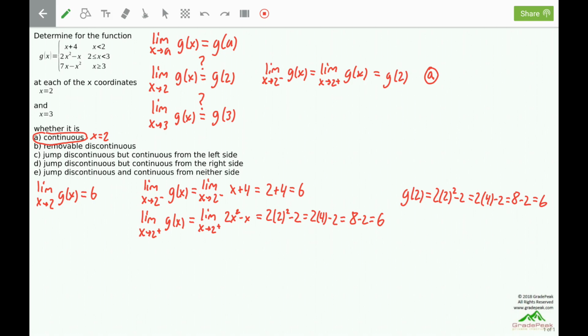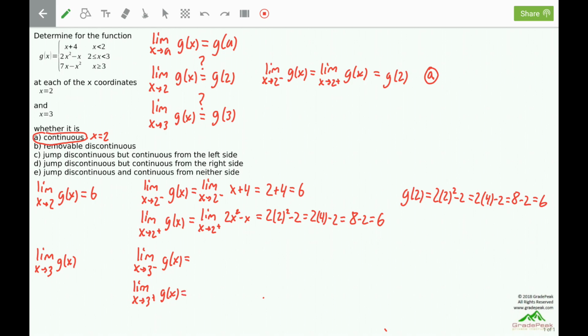Now we want to look at the x-coordinate of 3, so we'll start with the two-sided limit as x approaches 3 of g of x. Since g of x is a split expression function that is splitting also at 3, we'll have to work out each of the one-sided limits separately to determine the two-sided limit. So we'll have the limit as x approaches 3 from the left side, and the limit as x approaches 3 from the right side of g of x. And we will start with the left-sided limit.